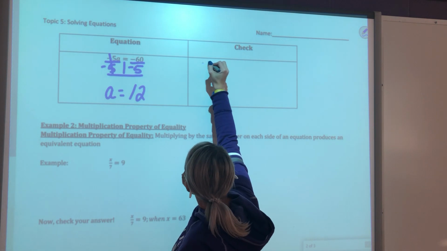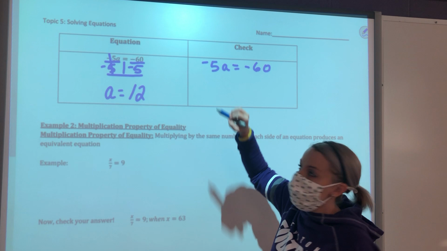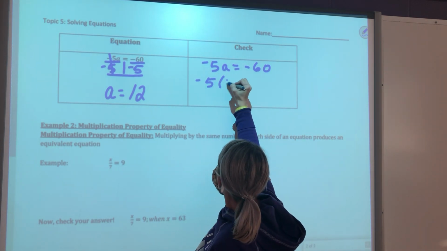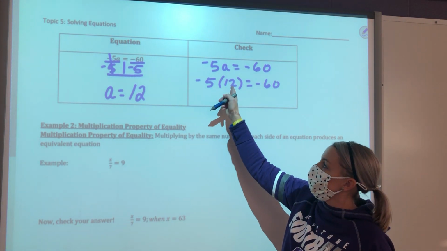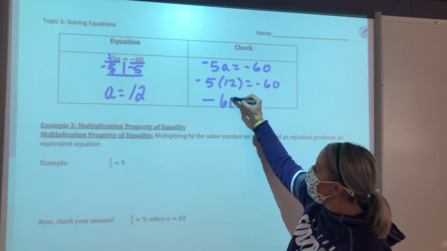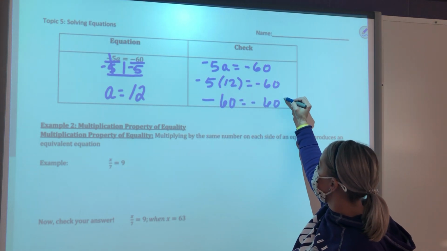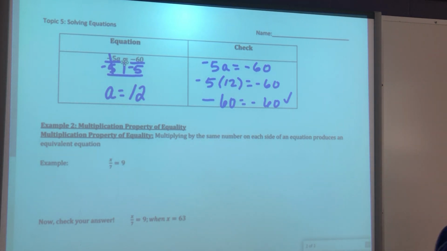So again, rewrite. Plug in. Negative times positive. Negative. 5 times 12. Am I good? Okay. How do we feel about division property of equality? Okay.